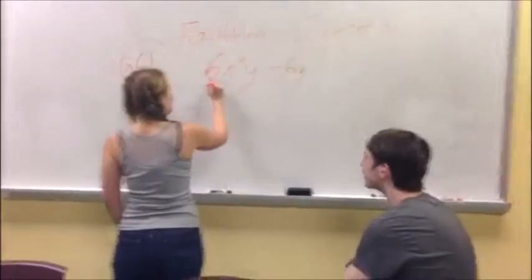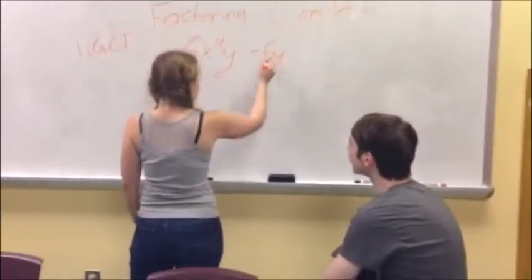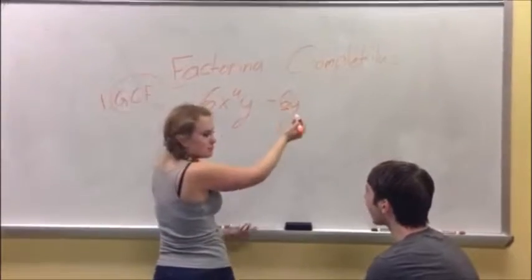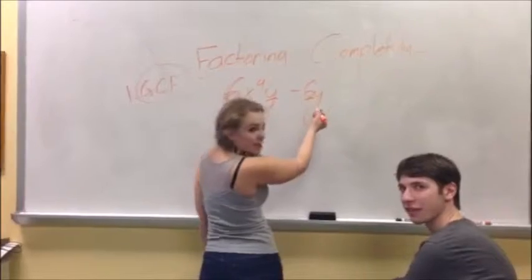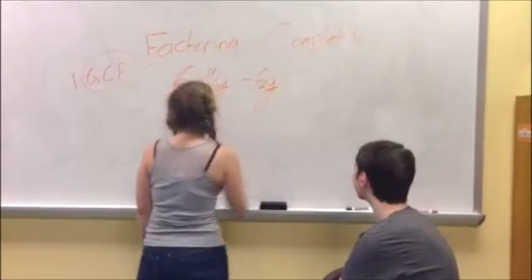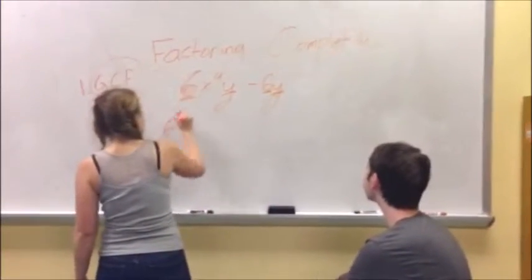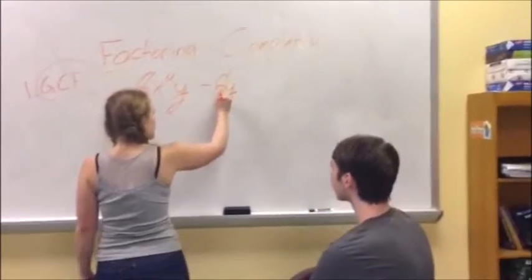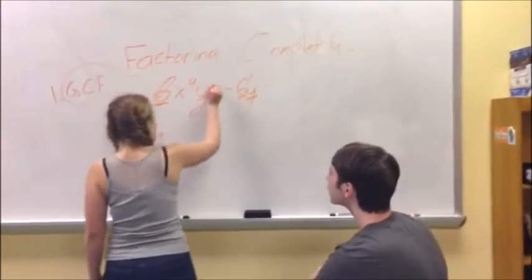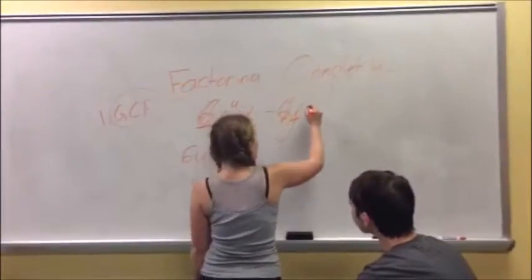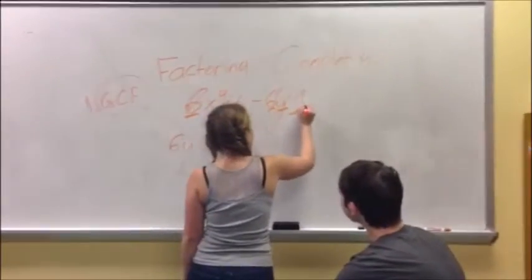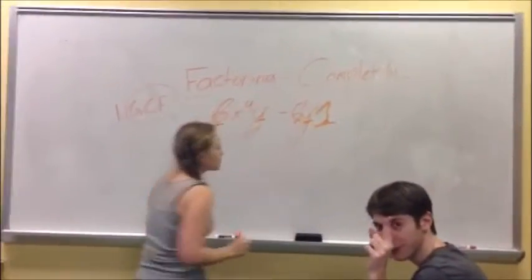So what do we have here? We have a 6, and we have a 6 here. We have an x over here. I don't see an x, so x is not the greatest common factor. We have a y. Is there a y over here? We do. So we're going to take the 6 and the y out. No more 6y. What does that become then? 1.